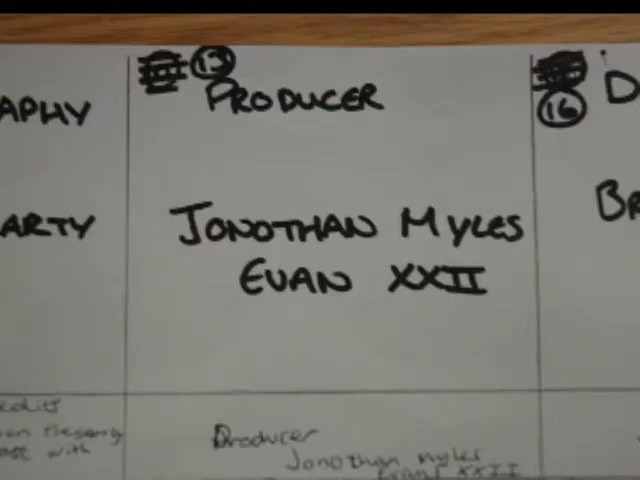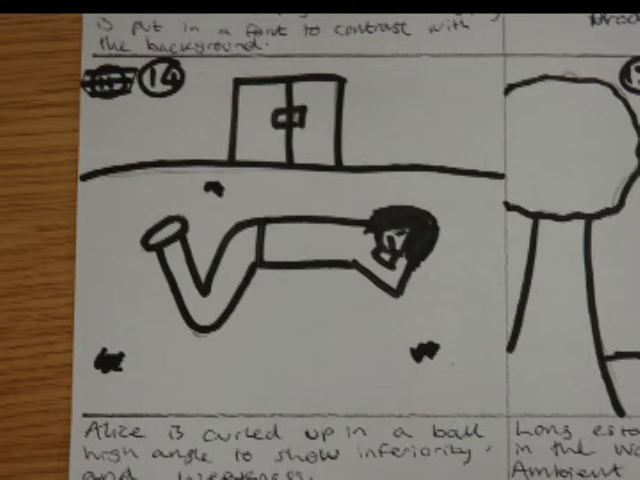13th slide cuts back to the title sequences, which shows Jonathan Miles Evans is the producer. And then this slowly follows on to the main character Alice lying on the floor. This is to confuse the audience as to whether she's actually dead or she's just hurt herself. And also the mise-en-scene at this point is that there's broken glass on the floor, so that could show that the place is abandoned also.